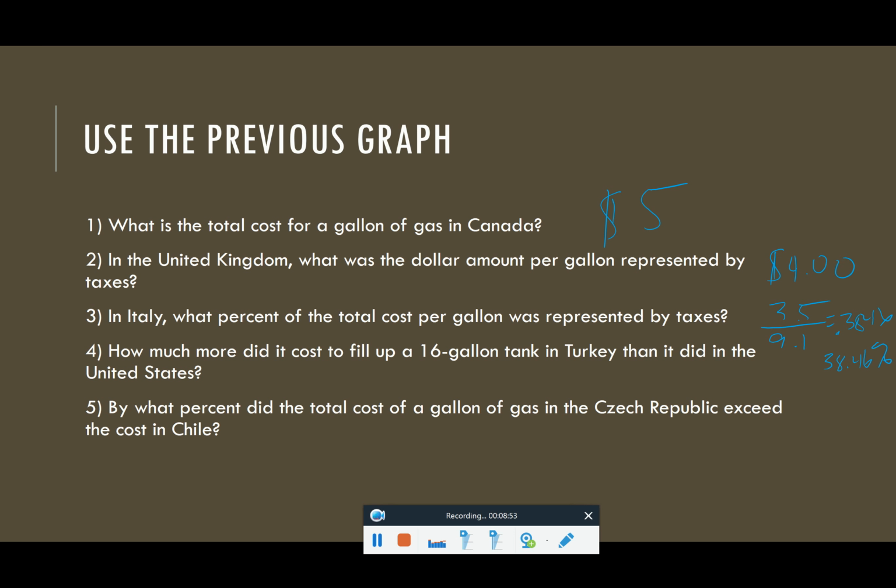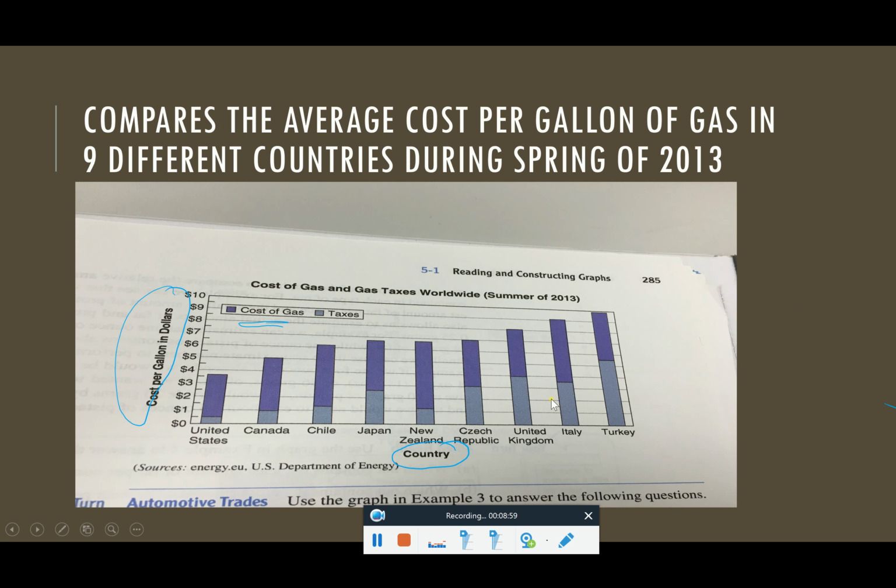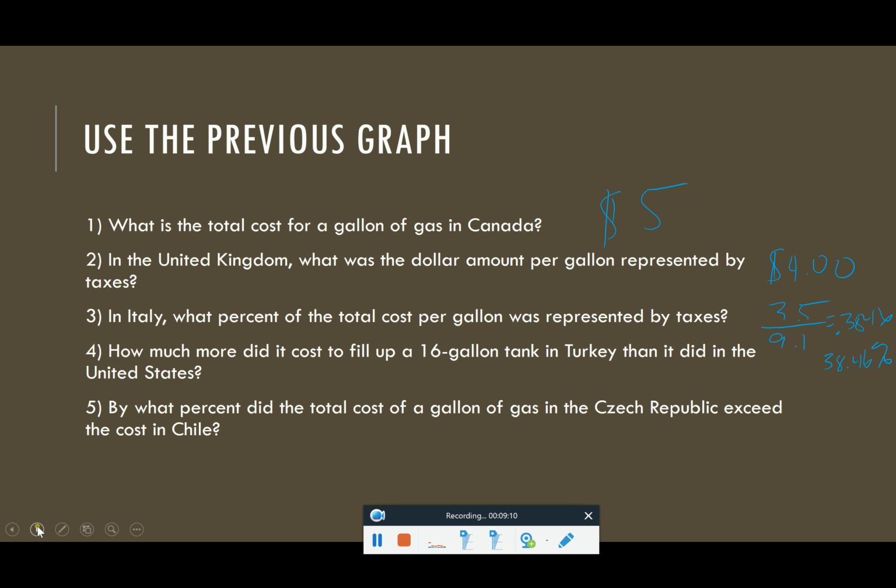How much more did it cost to fill up a 16-gallon tank in Turkey than it did in the United States? So remember, Turkey was a lot, right? So Turkey, I would say about $9.90. In the United States, it costs about 3.5.